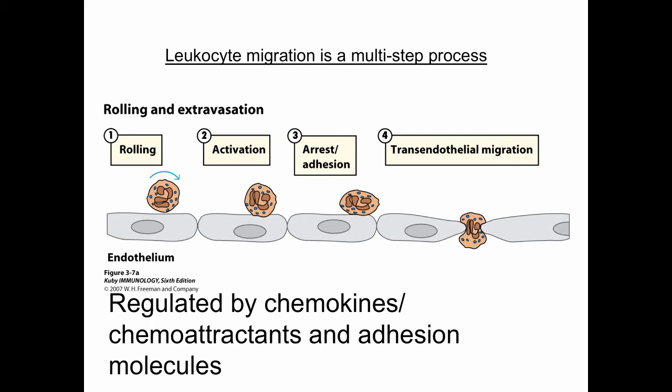And so all of this process is regulated to a large extent by chemokines and other chemoattractants and adhesion molecules that are produced in response to that initial inflammatory response. So in response to pattern recognition receptor activation of macrophages or dendritic cells that are constitutively present in the tissue.